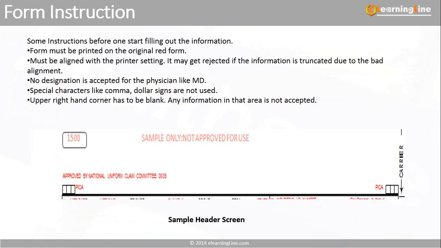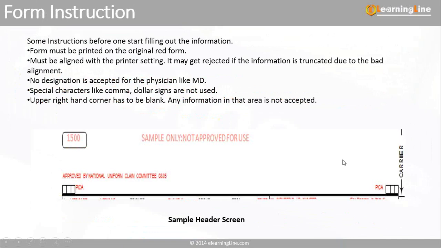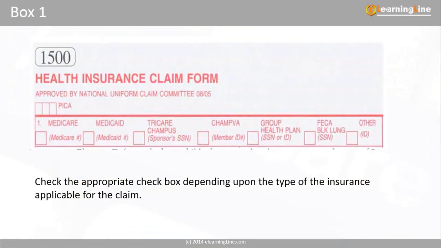No designation is accepted for the physician, like MD or anything like that. So it has to say the proper name, not the title and all those things. Special characters like commas and dollar signs are not used. So any special character is not allowed. The upper right-hand corner has to be blank. As we see here, this area in this form is blank. Any piece of information submitted by the physician in that particular area will be a reason for rejection. Now let's talk about the different sections.